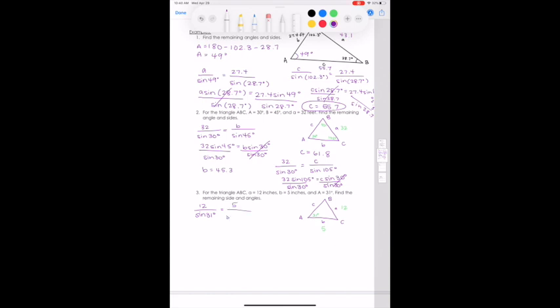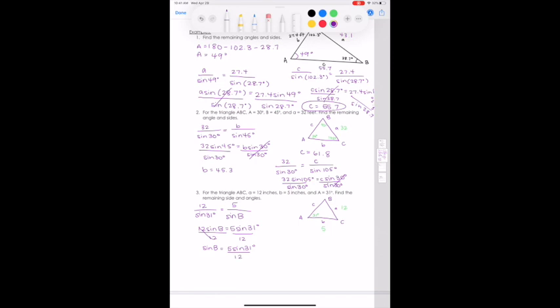So I am setting up 12 over sine 31, a over sine A, equals b over sine B, and b is 5. So this one's going to turn out a little different when we solve, but that's alright. So cross multiply, divide by 12. We have sine B equals 5 sine of 31 degrees over 12.